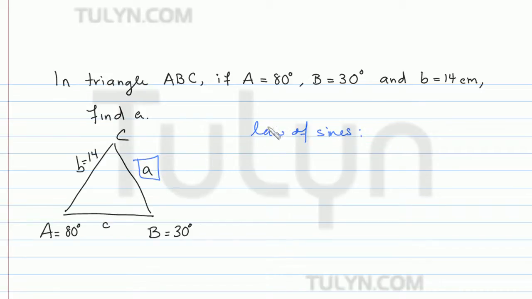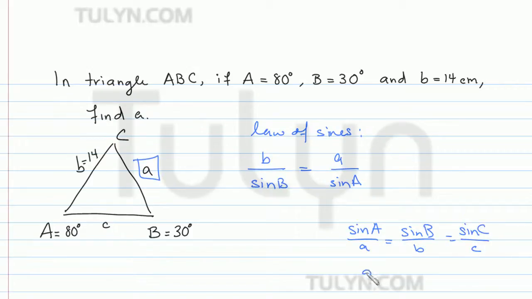In particular, we can use the law of sines correlating B and A. And here's a note: we know that sine A over a, sine B over b, sine C over c is equivalent to a over sine A, b over sine B, c over sine C. Right? These two are equivalent statements. These are both the law of sines.